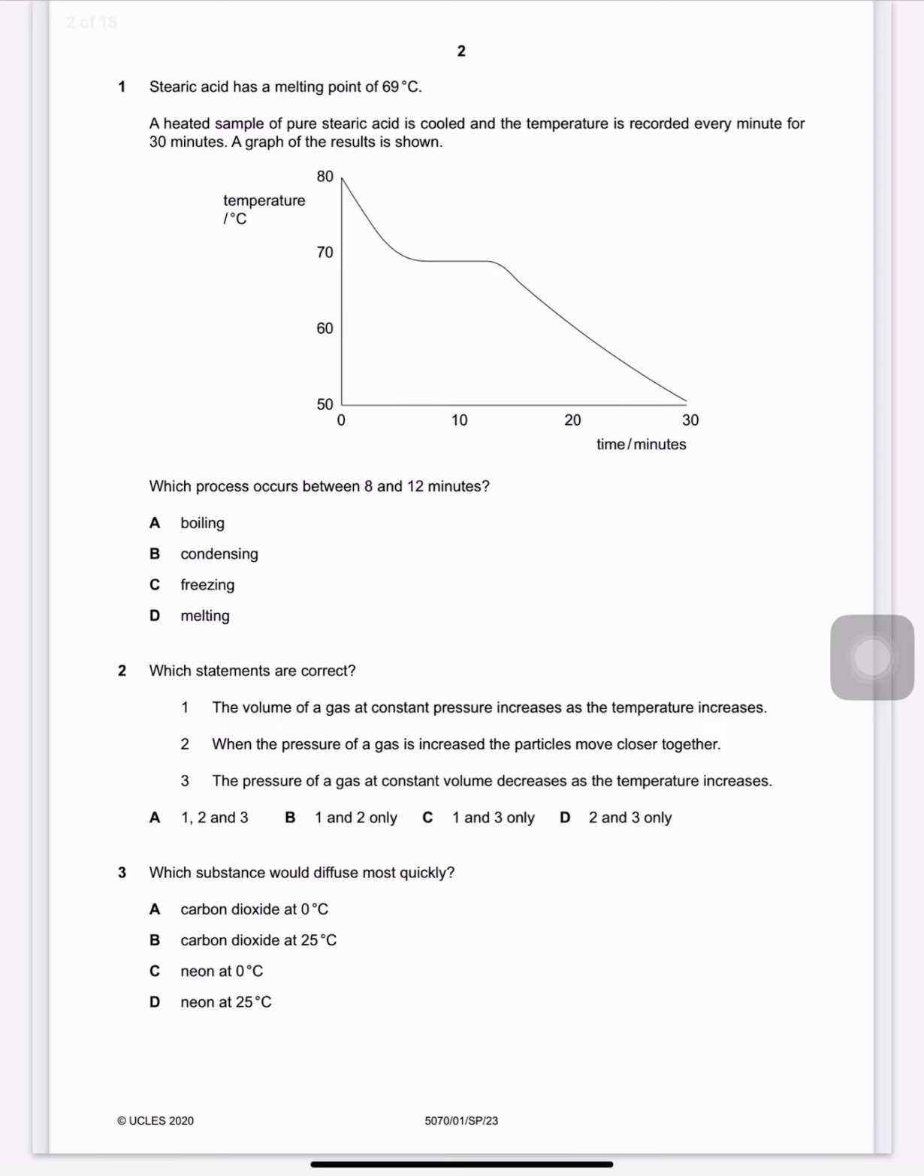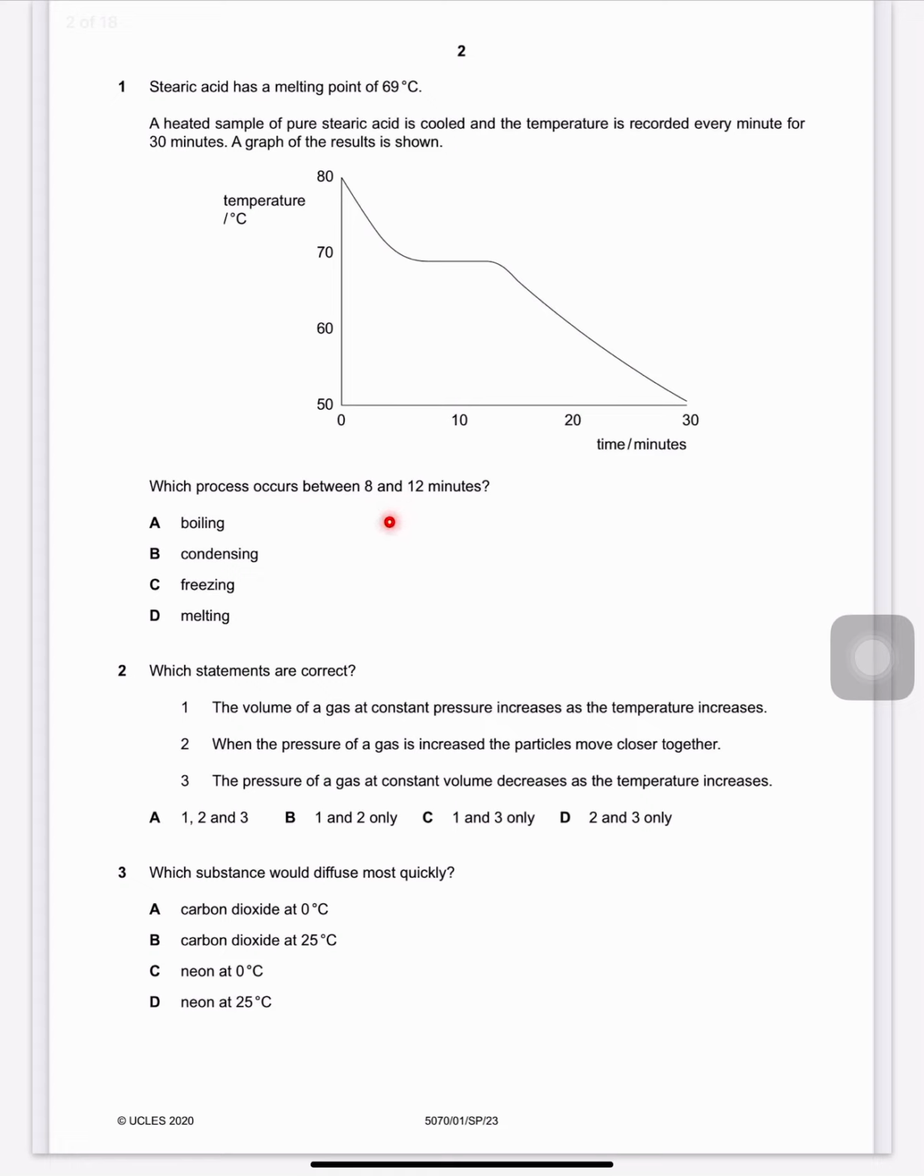Which process occurs between 8 to 12 minutes? Okay, 8 to 12 minutes. It means that the examiner is talking about this part. Whereas its melting point is 69, it means that it is not going to melt over there. So which process occurs from 8 to 12?